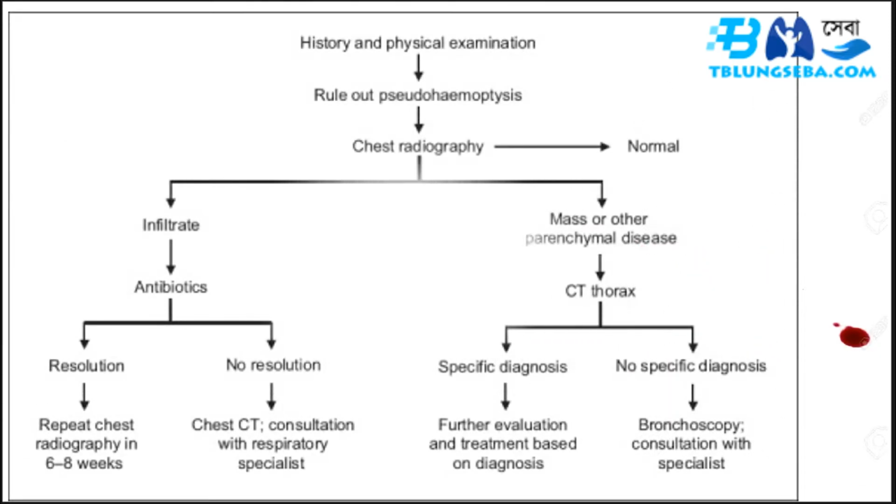History and physical examination. Rule out pseudo-hemoptysis. Chest radiography normal, or infiltrate, mass or other parenchymal disease. Antibiotics, CT thorax. Resolution, no resolution, specific diagnosis, no specific diagnosis. If so, repeat chest radiography in 6 to 8 weeks. Chest CT, consultation with respiratory specialist. Further evaluation and treatment based on diagnosis. Bronchoscopy, consult with specialist.